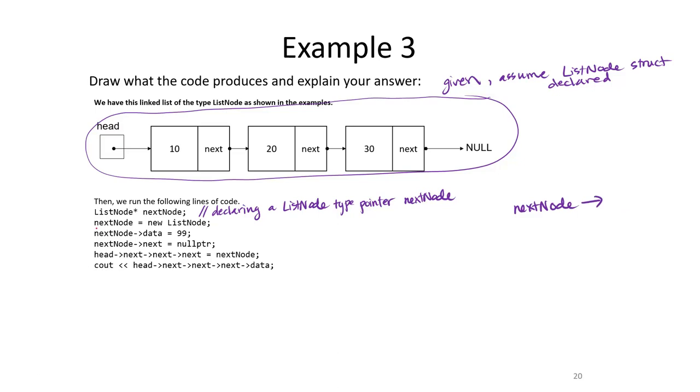But look what happens in our second line. Next node equals new list node. Here, we are making next node, remember, a list node type pointer, we're making that pointer point to a new list node struct. And remember, every list node struct contains some int value data and a pointer named next.